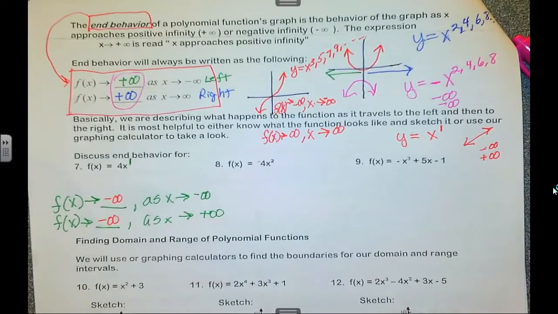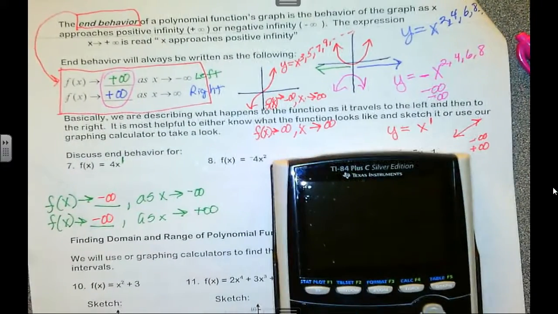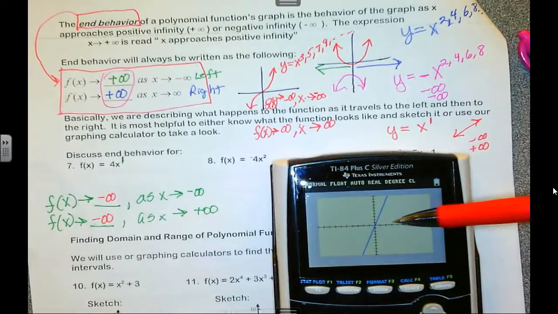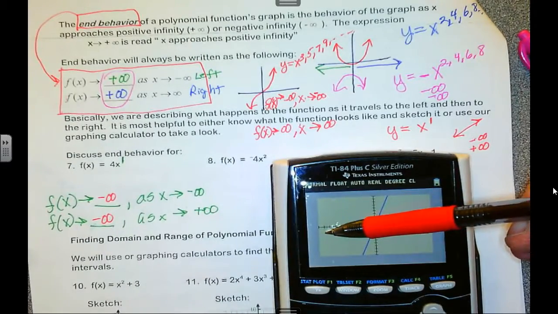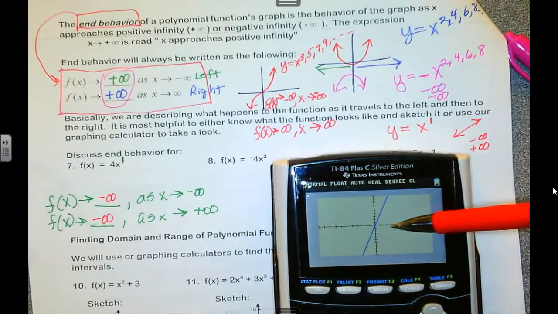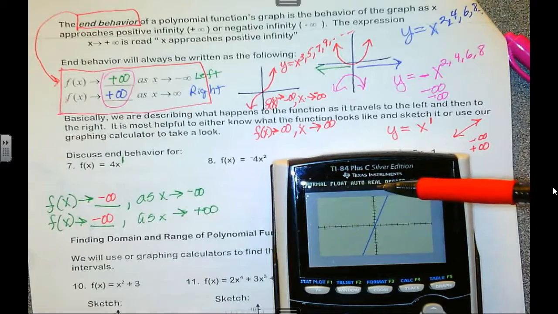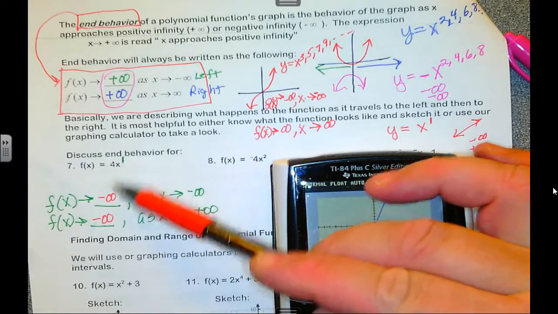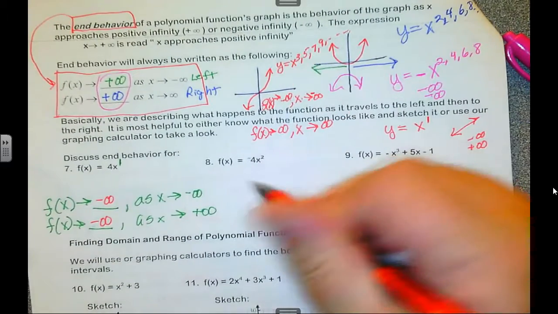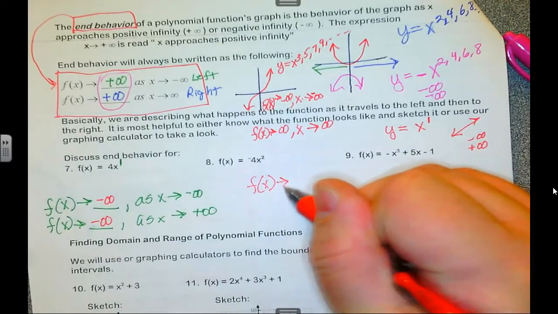Now, another way you could do this, put it in your calculator under the y equals button. In fact, this is the way you're supposed to do it, but mine's a shortcut. So I have 4x, graph it. Notice, as my x goes to the left, or negative infinity, my y goes to negative infinity. As my x goes to positive infinity, my y goes to positive infinity. I think it's just easier to remember that if it's odd, it's the same. If it's even, so figure out what end behavior is.